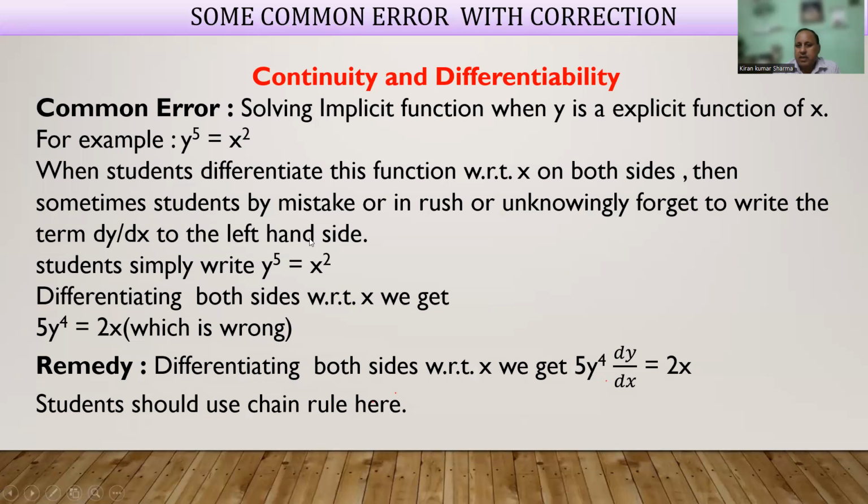So students make these mistakes unknowingly. They forget to write the term because y is a function of X. So what is the derivative of y raised to power 5? 5 into y raised to power 4 into dy by dx. This is just like function raised to power n, means n into function raised to power n minus 1 into derivative of function. Clear? So this one is again a common mistake.